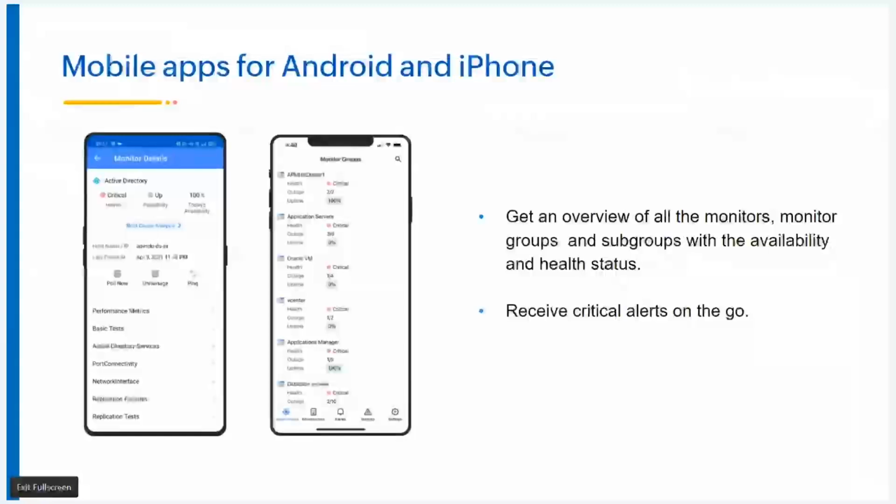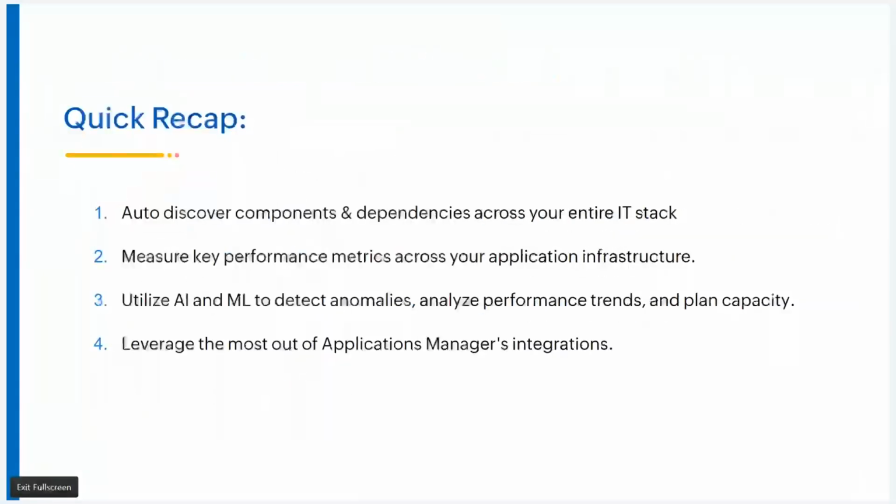Let's have a quick recap of today's session. In today's session, first we discussed auto discovery, in which we covered the three different modes for onboarding applications in Applications Manager. The second topic we discussed was the key performance metrics on your servers, databases, and applications. The third topic we discussed was ML-based threshold profiles and reporting, such as the capacity planning report and the forecast report. And in the last topic, we discussed the direct integrations that are available in Applications Manager.